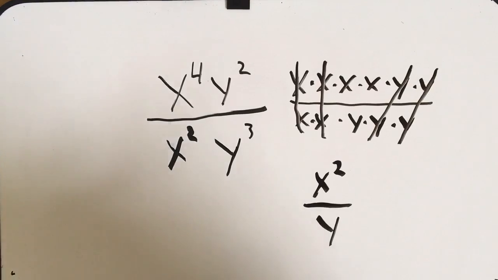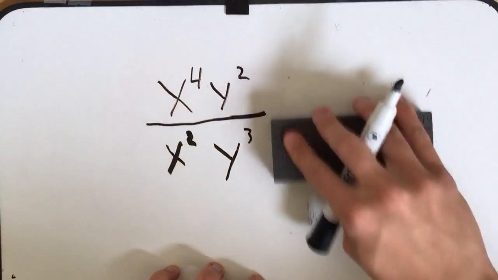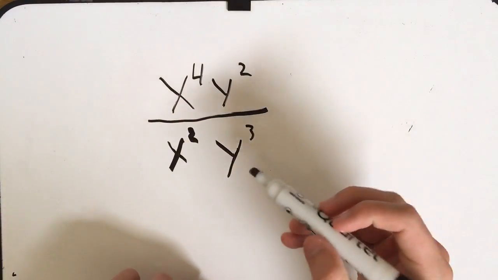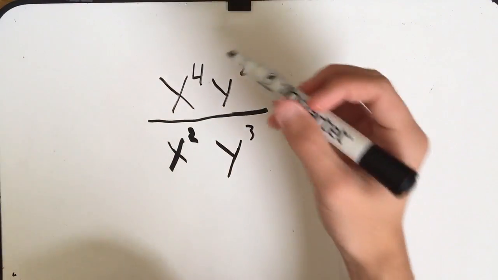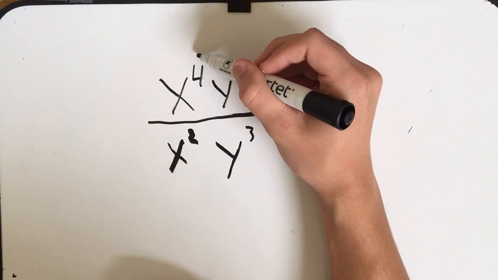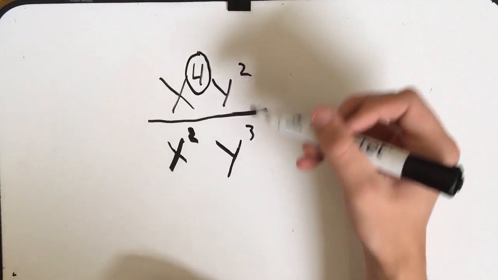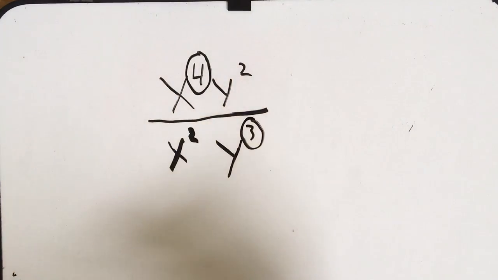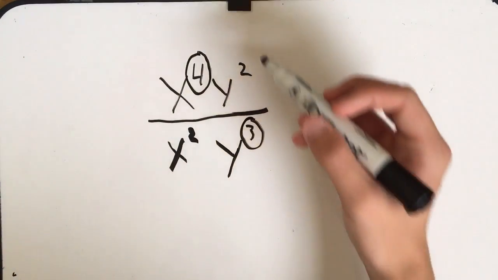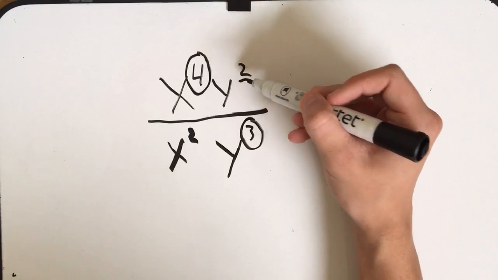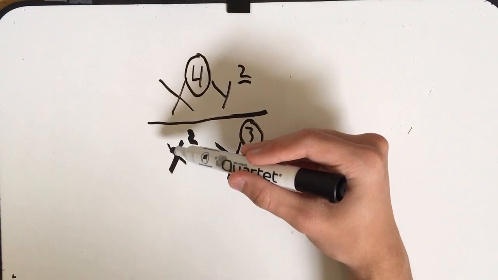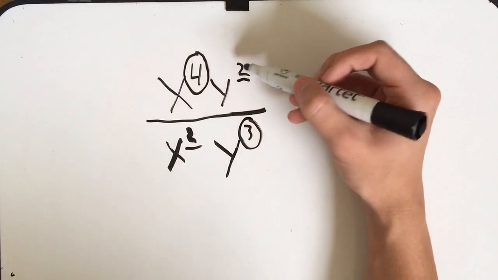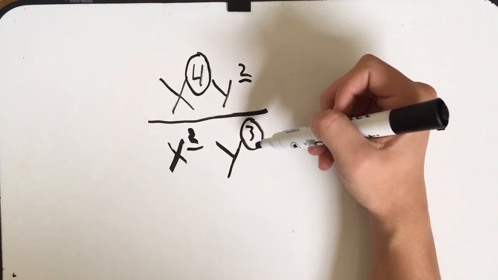Kind of interesting. But a better way to do this is understanding that there's a bit of a shortcut. What you want to look for is the biggest. There's a 4 up here and there's a 3 down here. What you want to do with those numbers is take the littler one. So the x and the x go together and the y and the y go together, and you want to move it down.